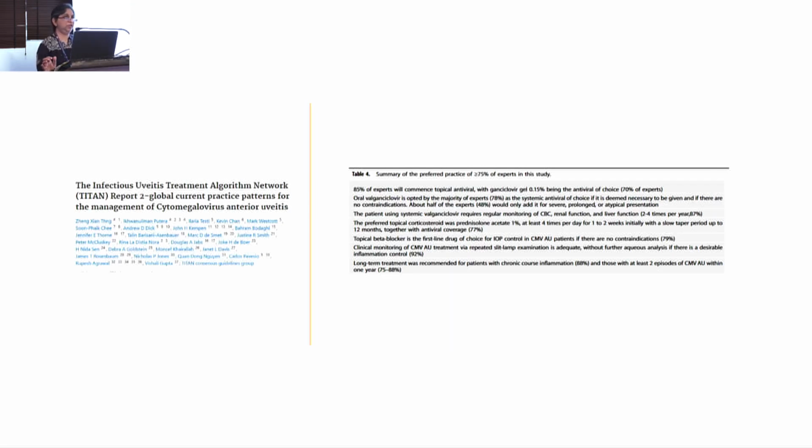The treatment usually consists of ganciclovir gel, which is given 5 to 6 times per day for up to 4 weeks. If the uveitis is very severe, atypical or prolonged, you add oral valganciclovir, which is 900 milligram BD for 2 to 3 weeks, and then taper down to 450 milligram BD. Along with this, like with other herpetic uveitis, you have to add Pred Forte to control the concomitant inflammation.